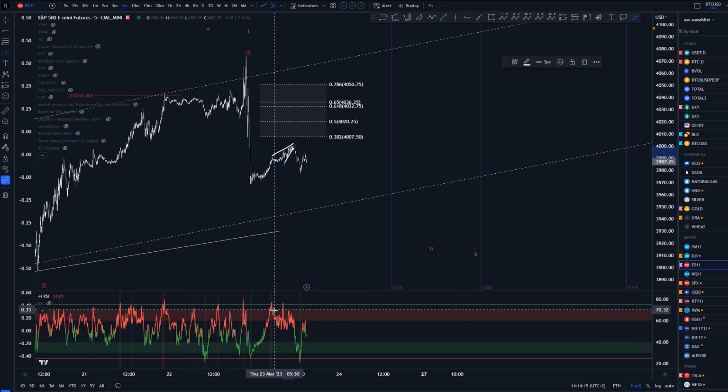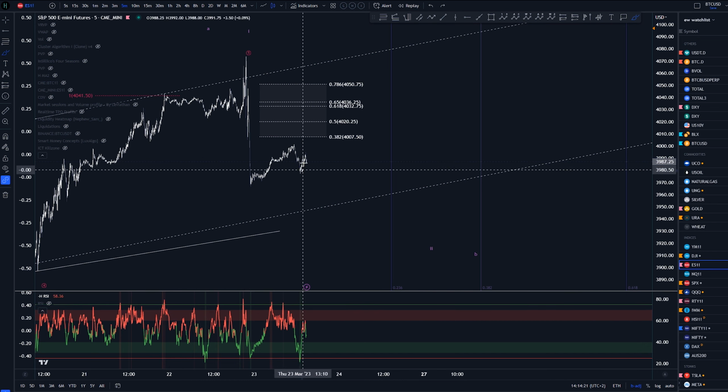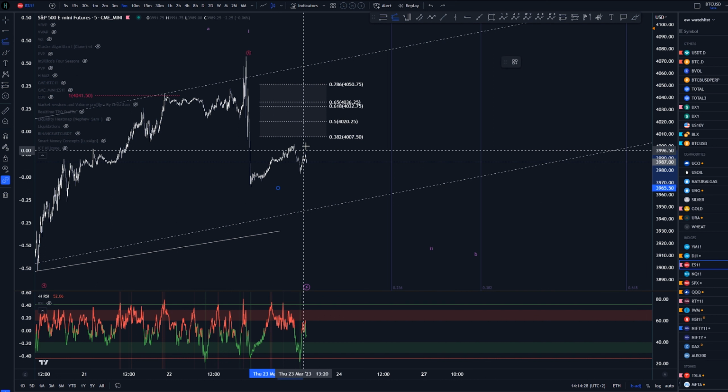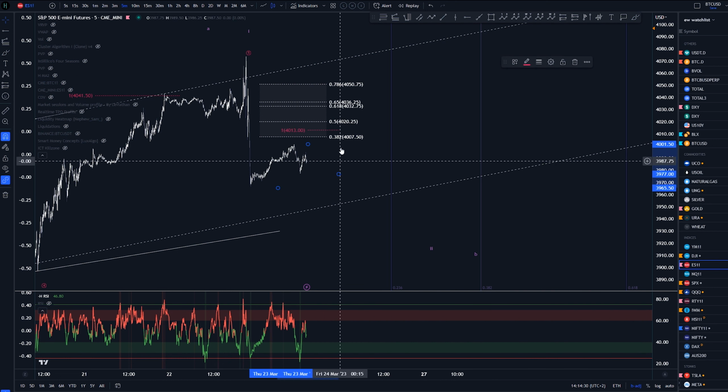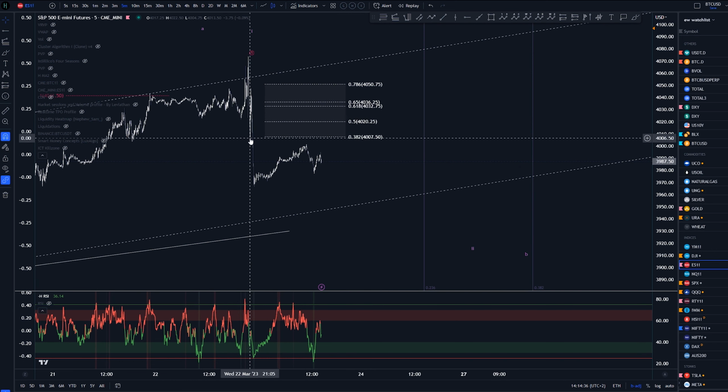And again, we do have the divergences here that could be suggesting that three-wave structure down, and then we'd be getting another pump up higher. And at this point, again, we could be looking for another short setup downwards. And again, 1-to-1 here would be, well, beyond the 38.2 at least. This is, again, something to keep in mind.